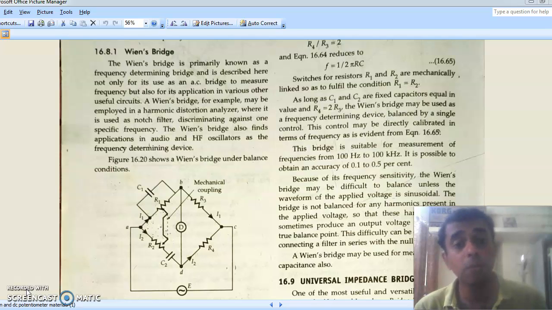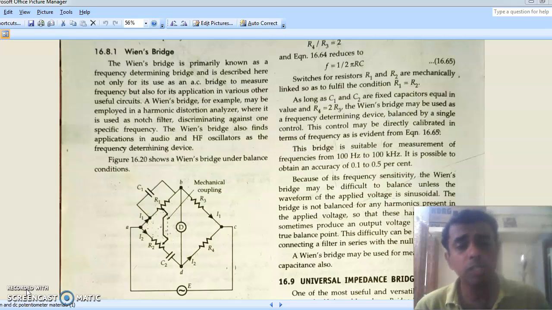There is another type also, called a null pass filter, which has some other uses. You learn that particularly in the DSP course. A notch filter is one which allows only one particular frequency to pass. So Wien bridges are used to make notch filters. These are the major applications of the Wien bridge.